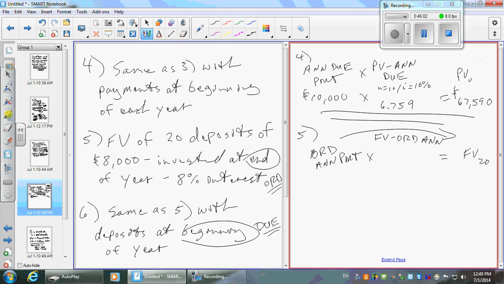Okay, but anyway, so how much was the payment? 8,000? Okay, N is 20. I is what? 8%. Okay, so here we go. What would you do? Go look up a factor, future value of an ordinary annuity. Do we have that? Probably we have ordinary annuity, we don't have future value, and we can do. Okay, ordinary annuity we do have. So how much is that? 20 periods, 8%.